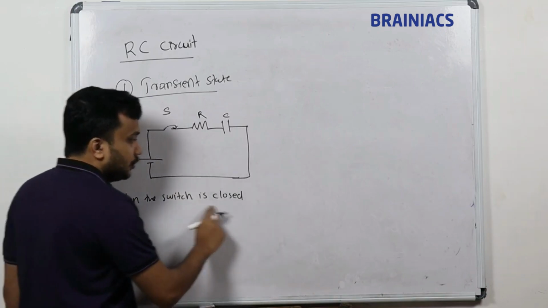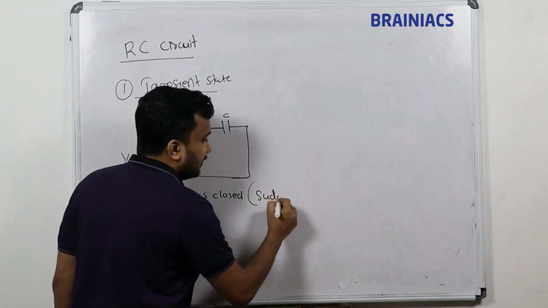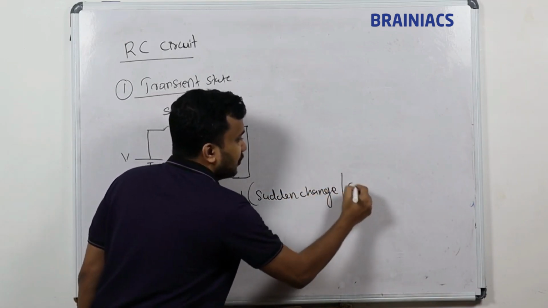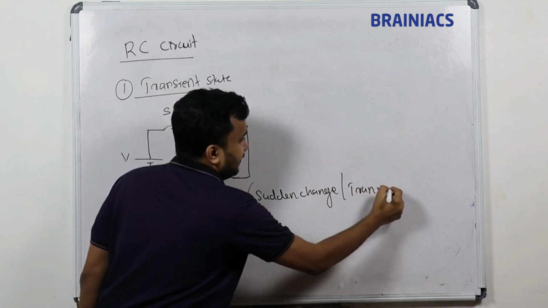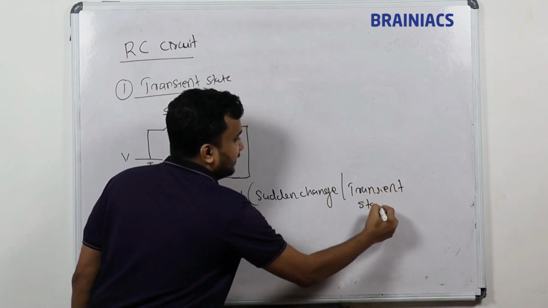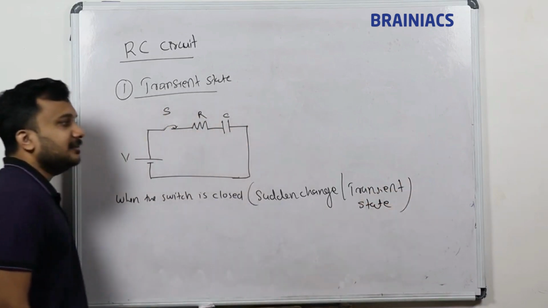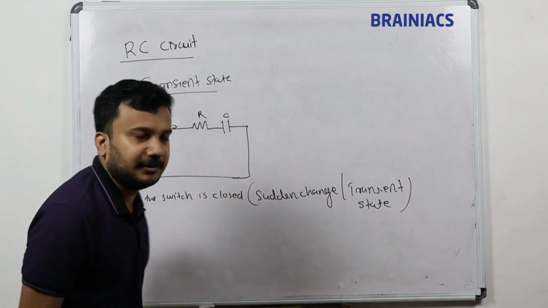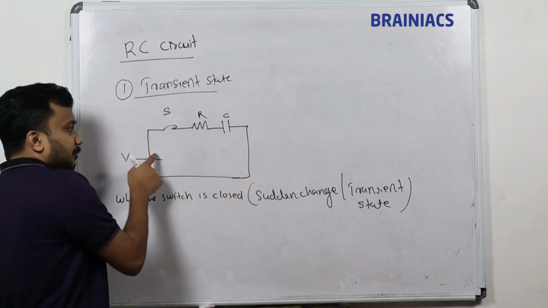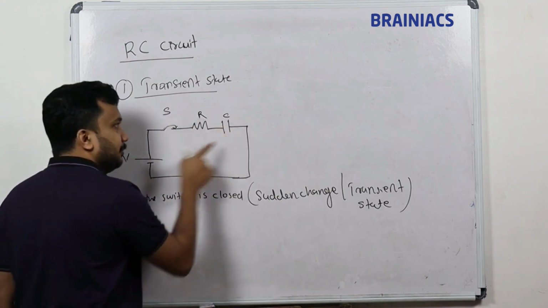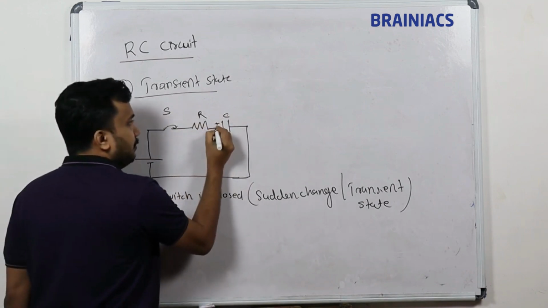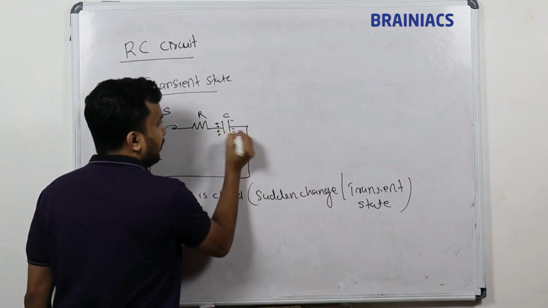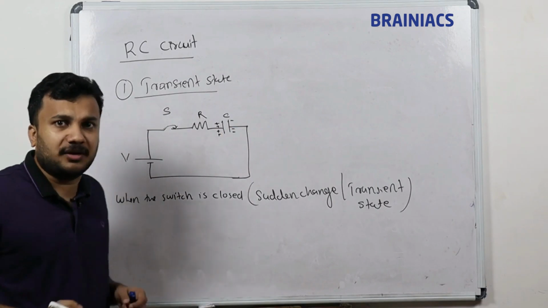When the switch is closed, what will happen? There is a sudden change. This sudden change is also called the transient state. It is a state of that circuit. During the transient state, the battery's positive polarity supplies charges to the positive plate, so this plate immediately becomes positive and the negative terminal becomes negative.